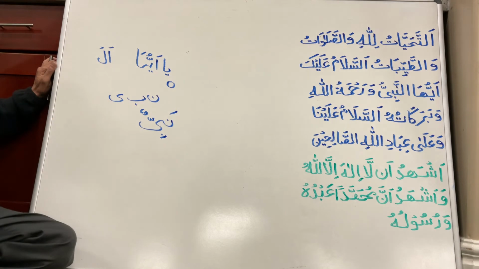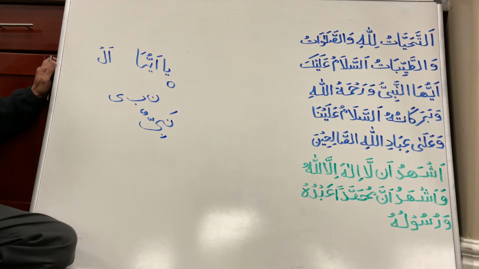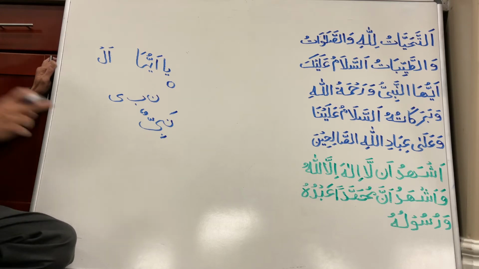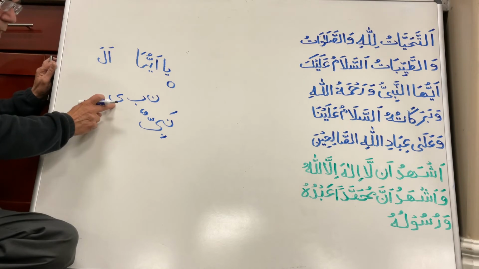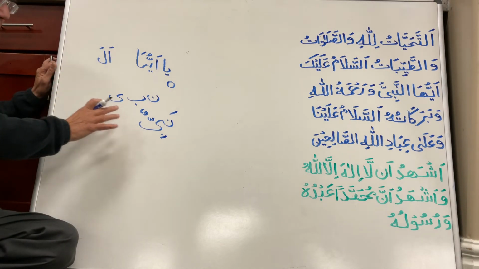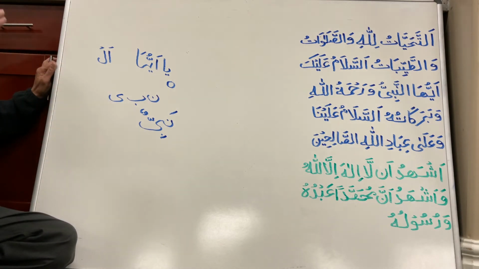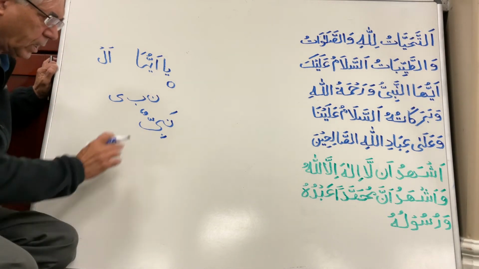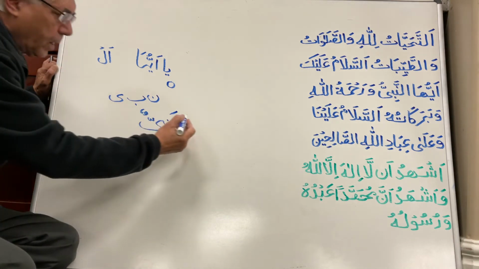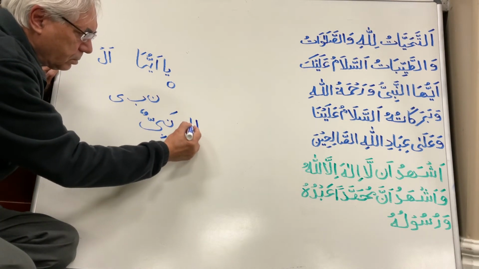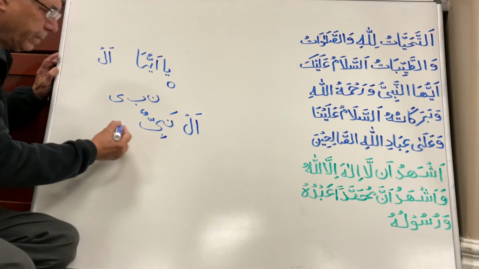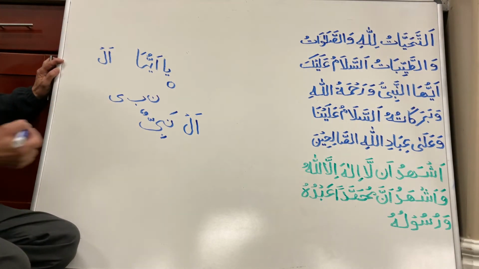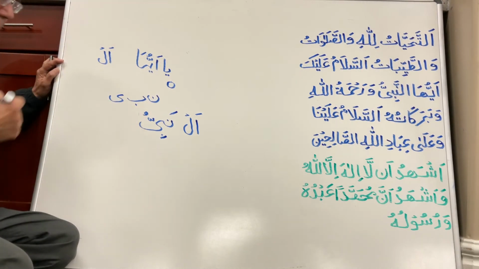Actually, the last letter has two yas in it. So the full word is nabiyun. We have to pronounce the ya letter twice. We just say nabi, but in Arabic, it is nabiyun. So ya is being pronounced twice. That's the reason I put a shadda there. Nabi means prophet. Then you put al before that. Al means the prophet, and al will remove one tanween from there.